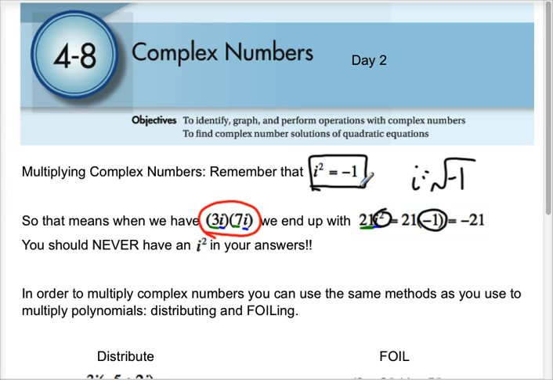So one of the big things to remember is you should never ever have i squareds in your answers, okay? Whenever you have something written in complex form, you should only have the real part and the i part for the imaginary part. You are never going to have i squareds.